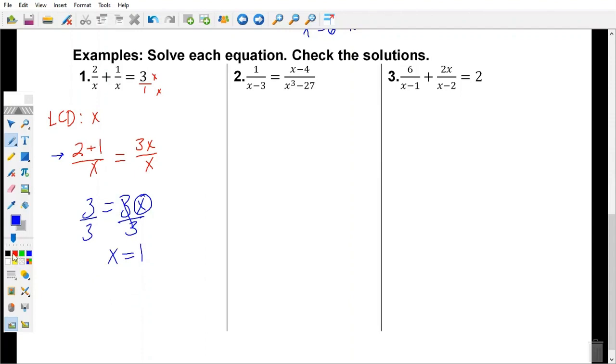Okay, I'm going to check to make sure this works out. So going back to the original, if I let x equals 1, I have 2 over 1 plus 1 over 1. Does it equal 3? And it does. So I know that x equals 1 is my answer.